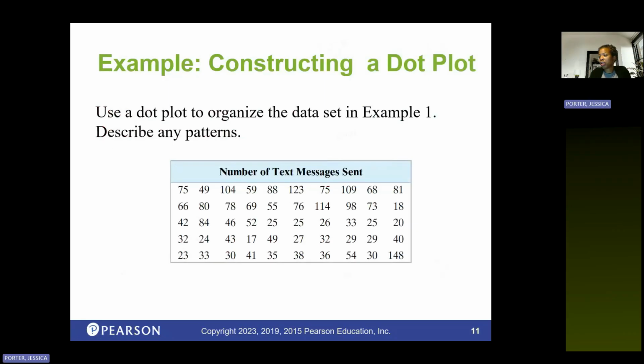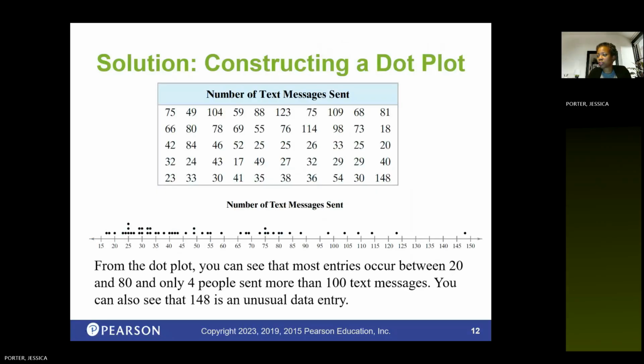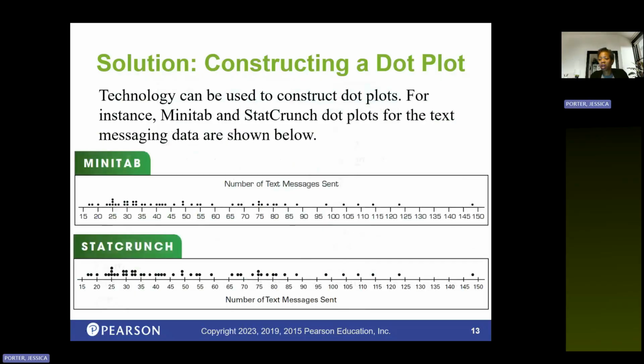Okay, so they want us to use a dot plot to organize this data in example 1. I'll just show you what it looks like because if we had a lot more time, then we could construct this dot plot, but we don't. StatCrunch also does dot plots, but you are not going to have to use StatCrunch to create a dot plot. Let me just show you real quick.